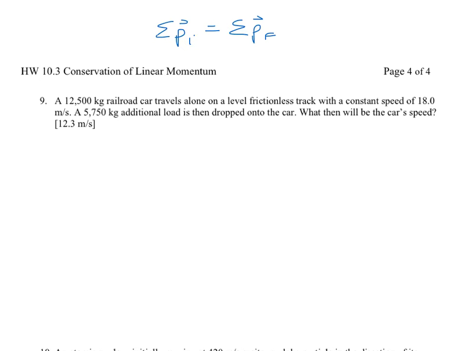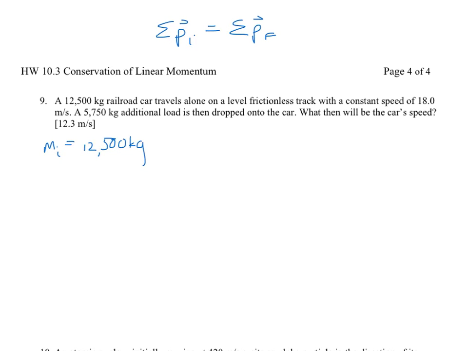Okay, so here we have a 12,500 kilogram railroad car. Let's go ahead and write that down. Mass of the car. In fact, I'm going to say mass, well, there's only one object really. Mass initial is 12,500 kilograms.